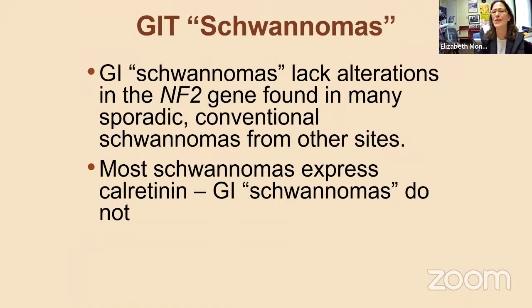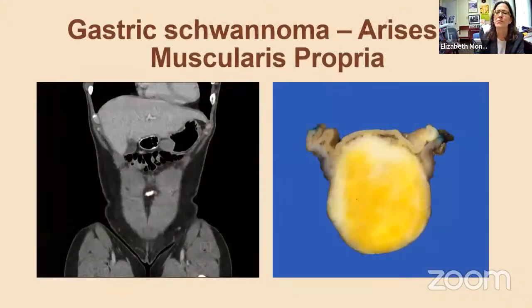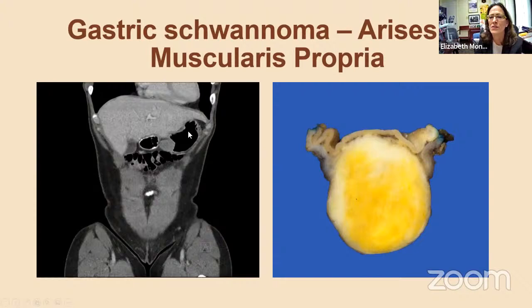Moreover, if you do molecular analysis, they lack NF2 alterations, which are very characteristic of conventional sporadic schwannomas from multiple sites. Just for fun, if you do a calretinin, most schwannomas have it, whereas these GI ones don't, although I don't think anybody does calretinin to evaluate schwannomas. So here's a beautiful example. Here's the patient's stomach, and then here's the spine. And then here's the resection.